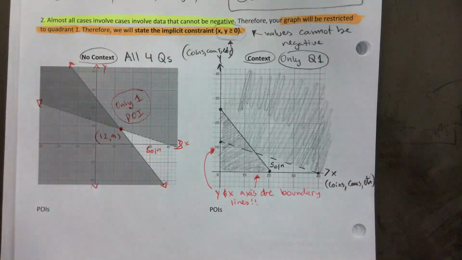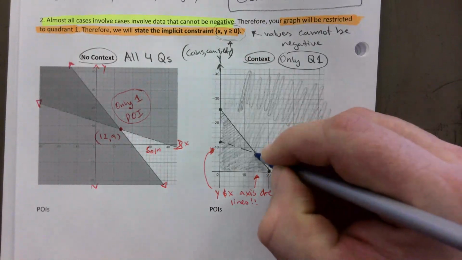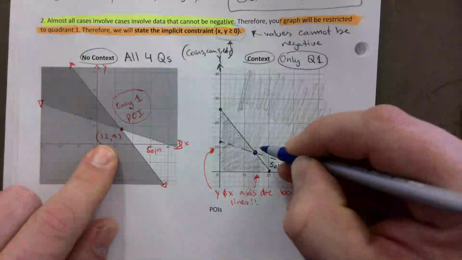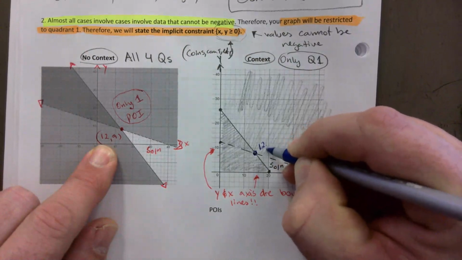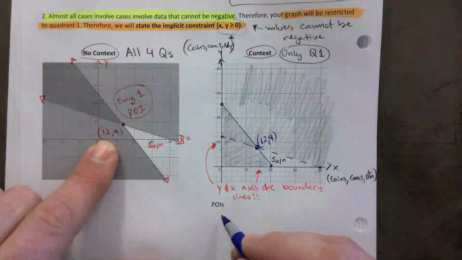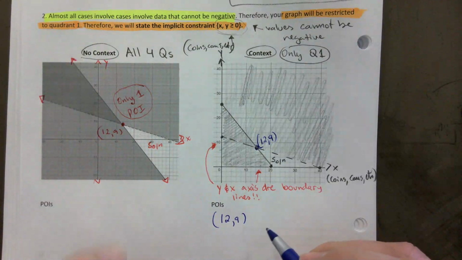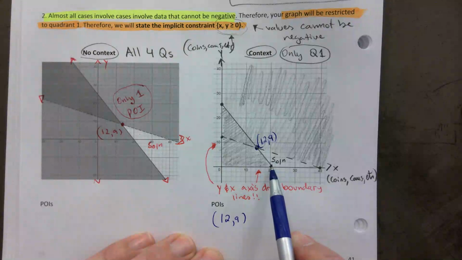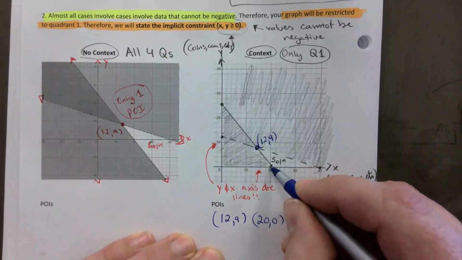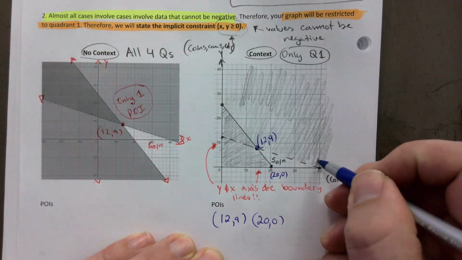And watch this, the POIs. We still know that this is 12.9. This is still 12.9. It hasn't changed. So that is my POI here. I'm going to write them down. 12.9 is still one of the POIs, but there's two more now. There's this one here, right? 20.0. So I'm going to go 20.0. I'm going to label that, and this one here, which is 40.0.